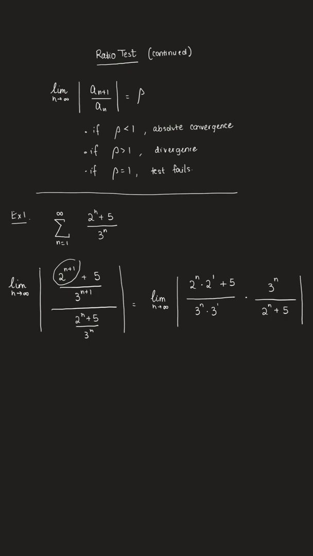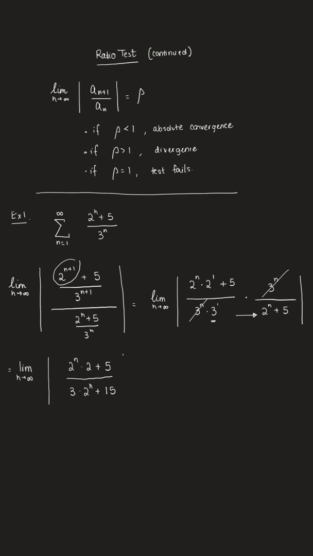And now you can see that we can cancel, at least we can cancel that 3 to the n with this 3 to the n. And I'm going to rewrite what we have. We have the limit as n approaches infinity, absolute value, 2 to the n times 2 plus 5, over, if we multiply across, 3 times 2 to the n plus 15. I went ahead and distributed this 3, multiplied that entire term.